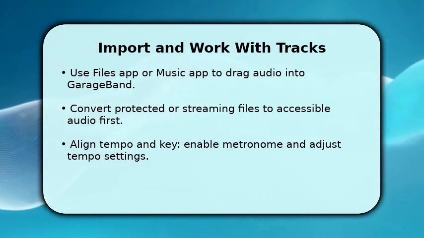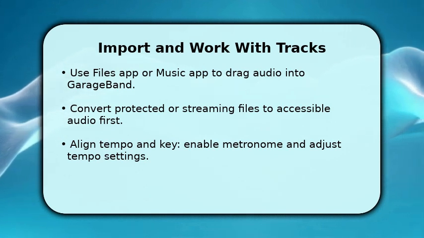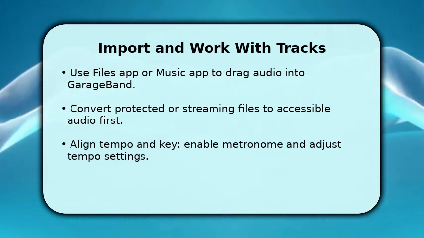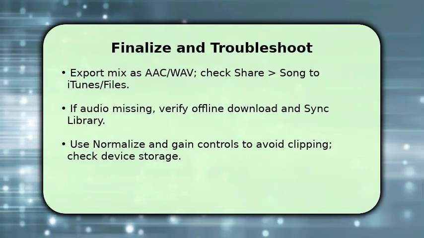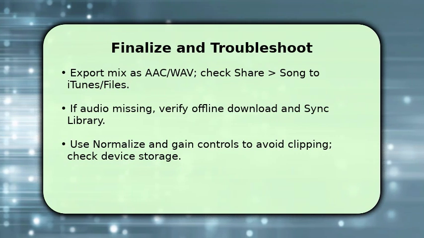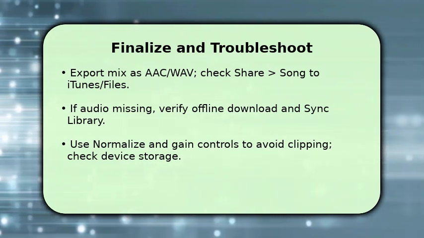Once the audio sits in a track, set the project tempo and key to match the song, enable the metronome, and use transient markers to slice. To finish, balance levels, apply fades and effects, then export your project via Share as an AAC or WAV file or send it back to Files. Make sure you name and save versions. Version control prevents accidental overwrites.